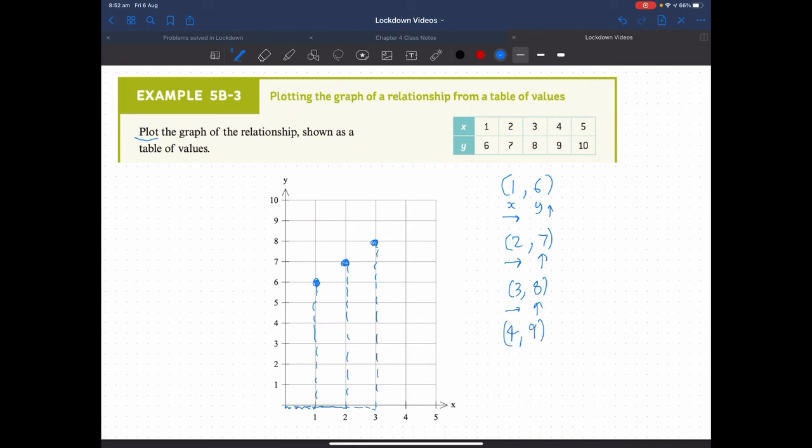So I'm going to go across 4 and up 9. Across to 4, up to 9. Last point is the point 5, 10. So I'm going to go across 5, up 10. So across to 5 and up to 10, and I mark in my point. Normally you would not mark in the dotted lines. I have just done that so you can see what I was doing.